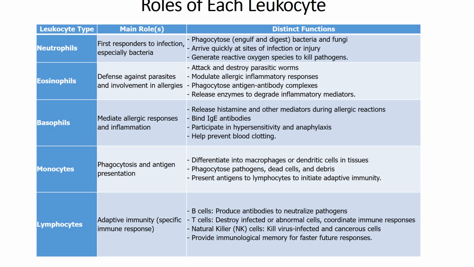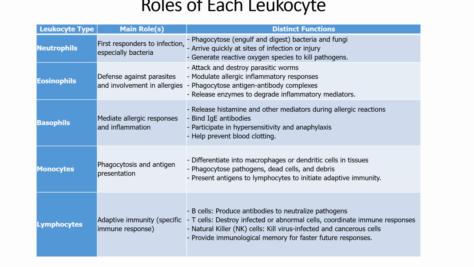Now, this is a table shown that contains the type of leukocytes, including lymphocytes, their main role, and their distinct functions. For example, we can say that neutrophil is the first responder to infection caused by bacteria, especially.